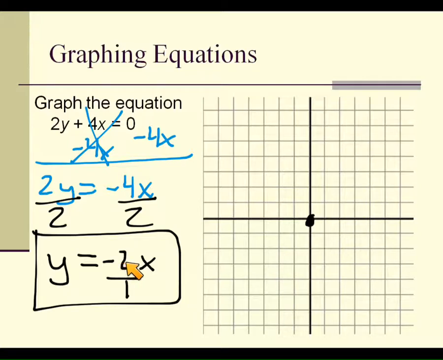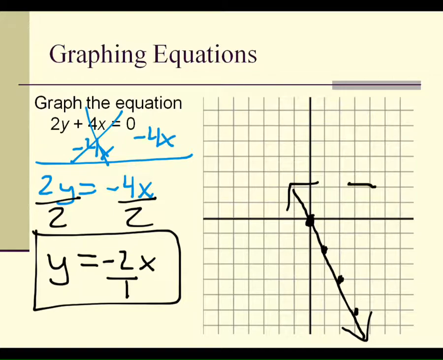The top number tells me how much I go up or down. The bottom number tells me how much I go left or right. Down 2, right 1. Down 2, right 1. Do that a few times. There's my points. Draw my line, put arrows on the end. There's that equation graphed.